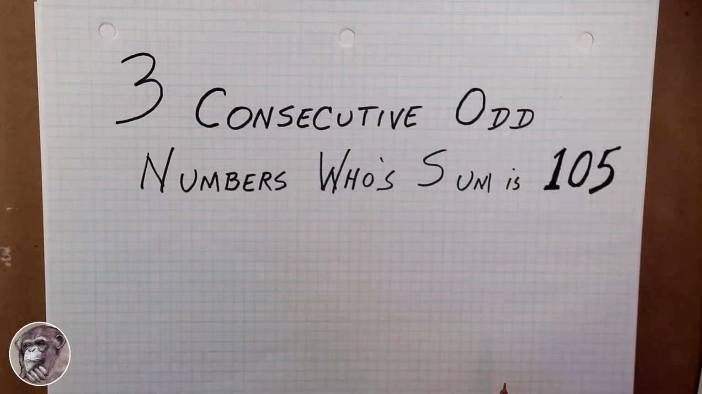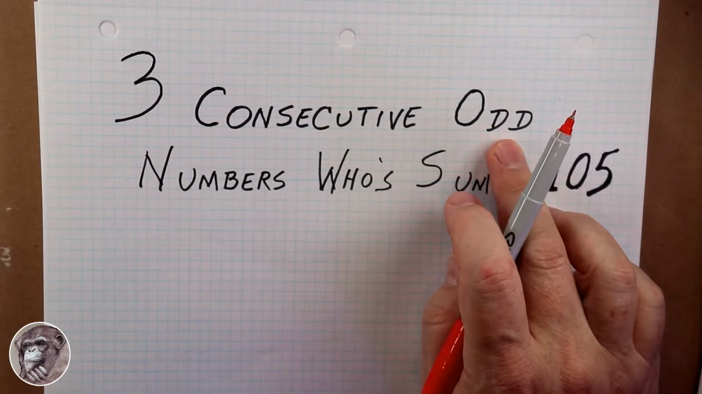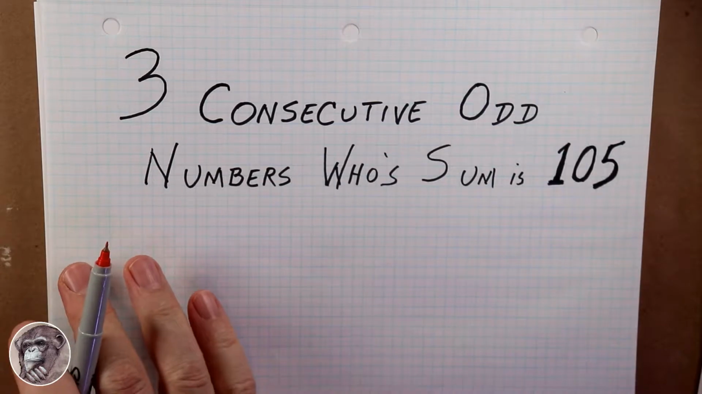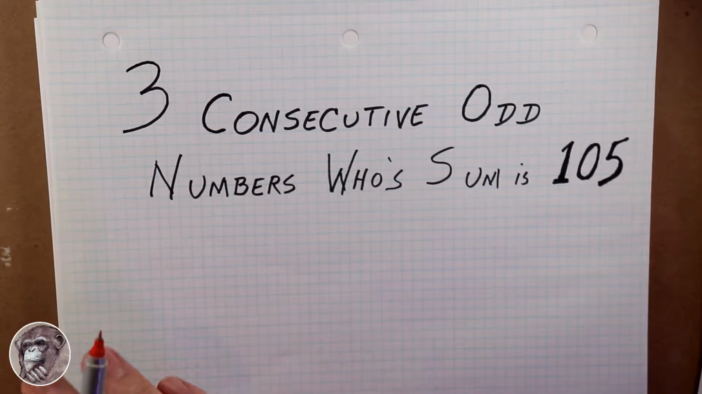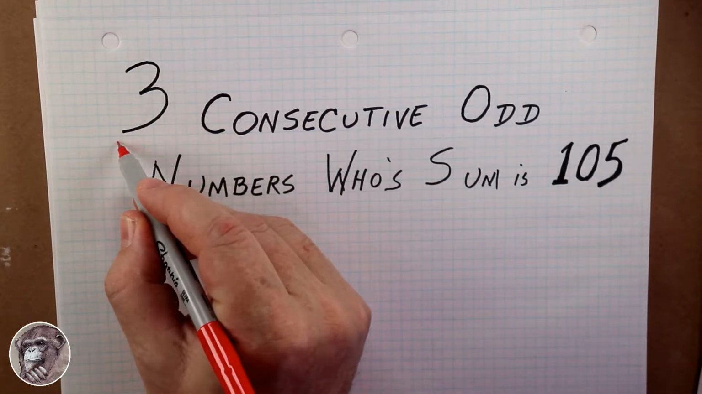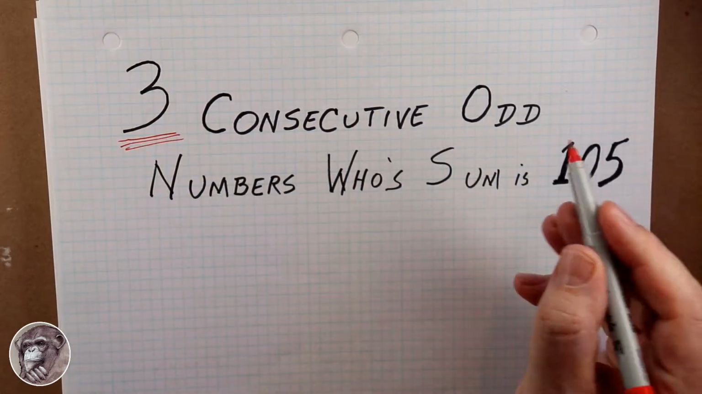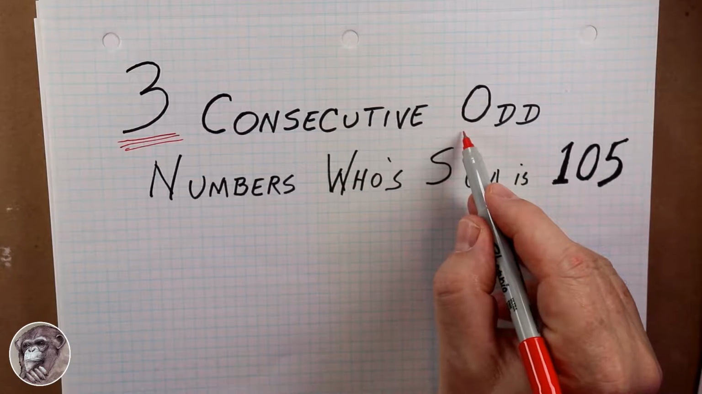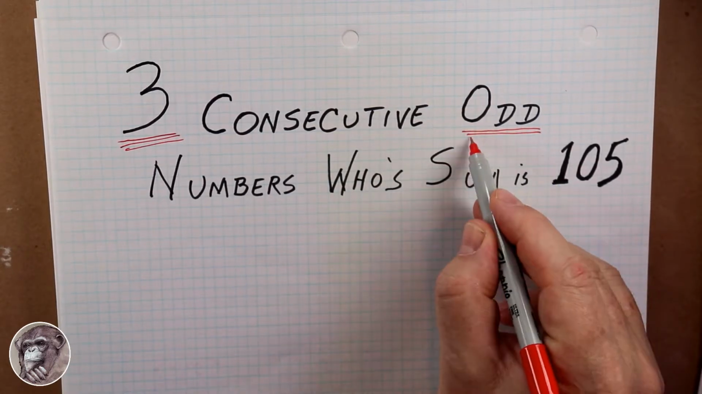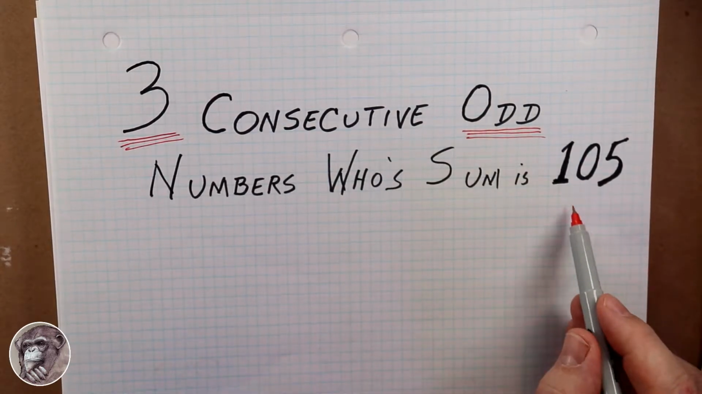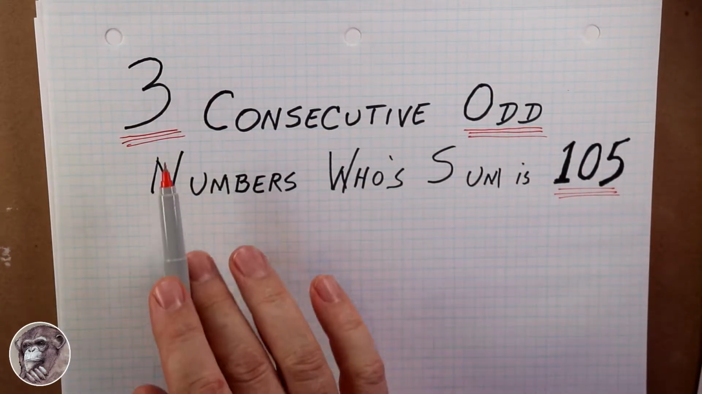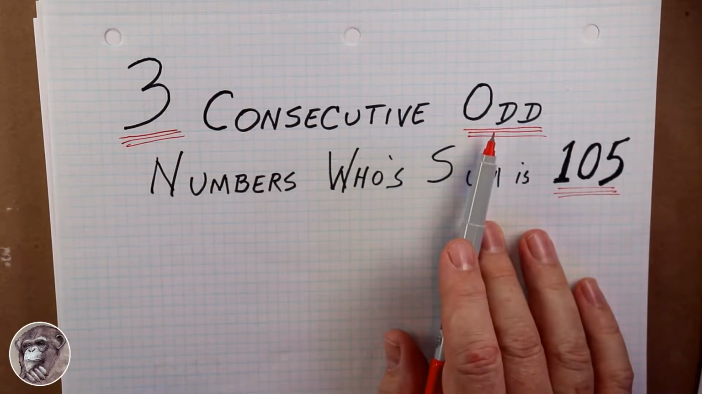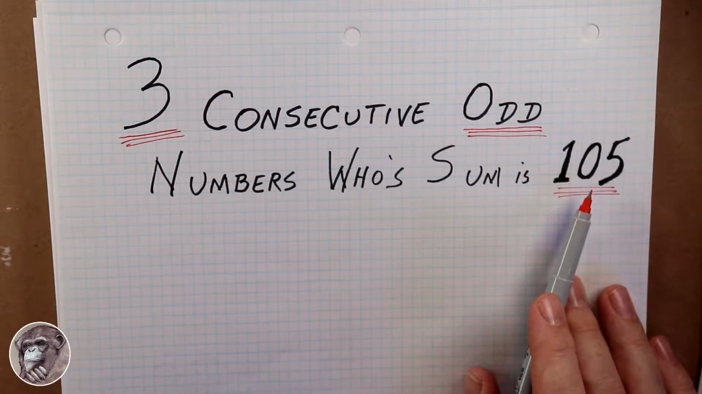When you're doing these problems where you're trying to find consecutive numbers, consecutive odd numbers, or consecutive even numbers, the information that you need to start are the number of numbers that you need, whether or not it's consecutive, odd, or even, and then the total that you're looking for. So in this case, we're looking for 3 consecutive odd numbers whose total is 105.